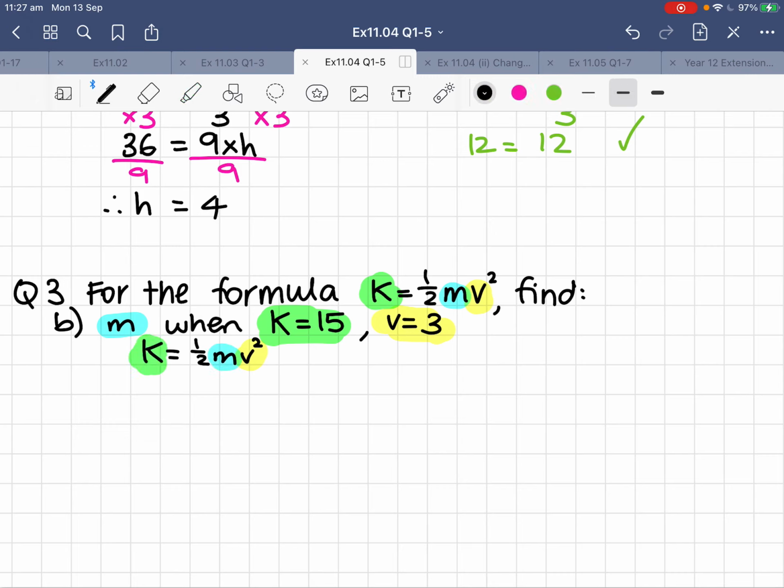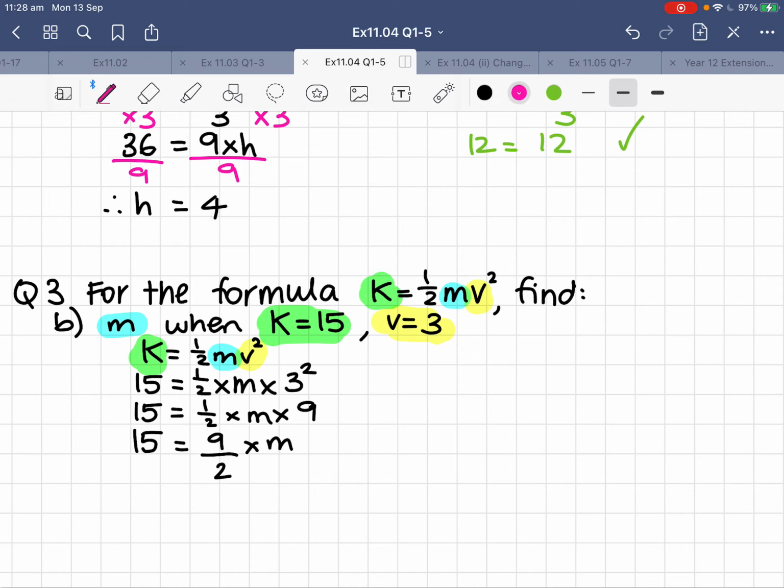So if we substitute in our values, I know that K equals 15 equals a half, and the relationship here is times our m, we don't know what our m is, times our v squared, so 3 squared. So I have 15 equals a half times m times what 3 squared is, which is 9. Okay, and then I'm just going to first get rid of my half. So to get rid of my half, I'm going to times my half by my 9. So when I do that, I get 15 equals a half times 9 is 9 over 2 times my m.